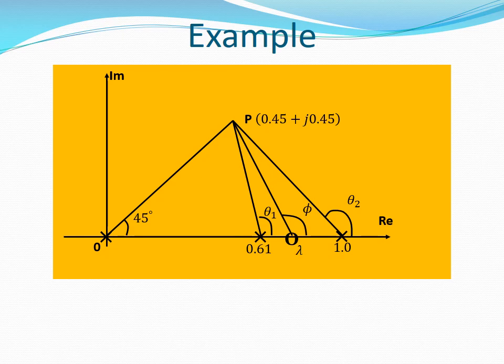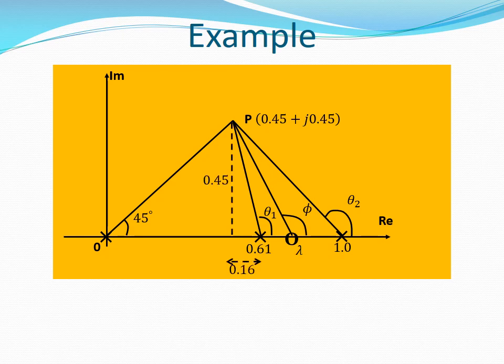Let's consider the dominant pole that lies in the upper half of the z-plane, that is the point 0.45 plus j 0.45. In the diagram, we represent it as P. 45 degrees, theta 1, phi, and theta 2 are the angles that the vectors erected from point P to the respective poles and zeros make with the real axis. Theta 1 and theta 2 can be obtained from the geometry of the diagram.